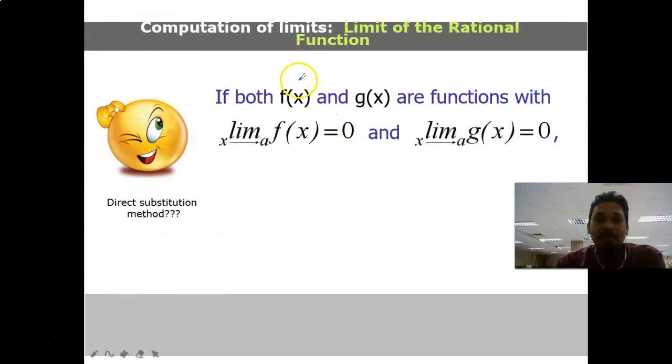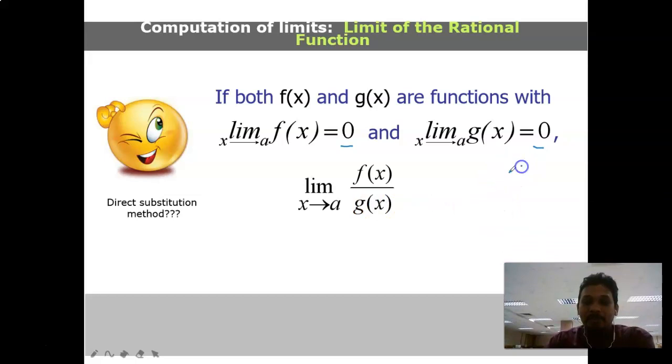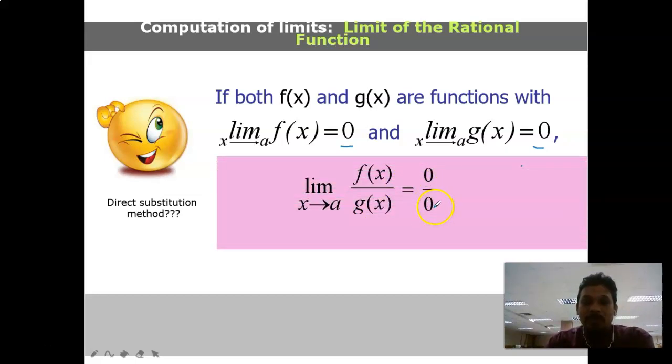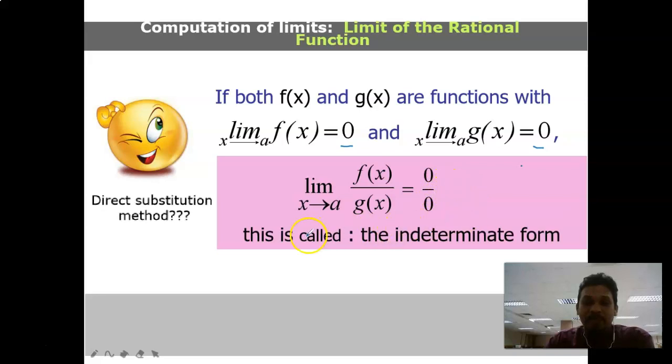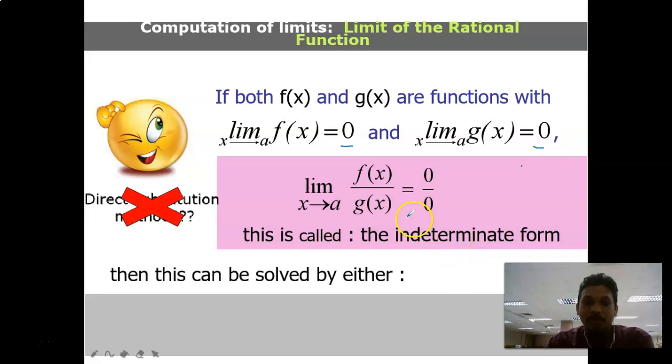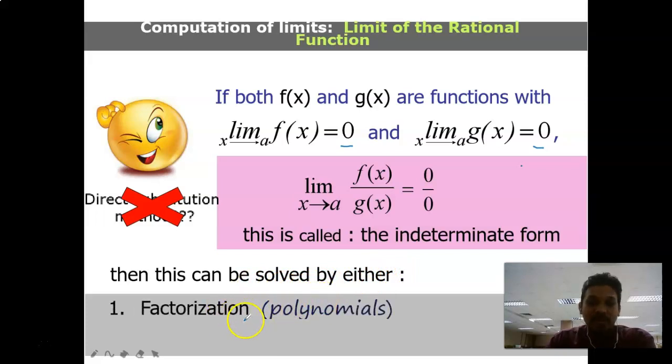Direct substitution. If both f(x) and g(x) are functions that, when you substitute into the limit, give you 0 and also 0, the limit as x approaches a of f(x) over g(x) equals 0 over 0. If this happens, then this is called the indeterminate form. So we are not going to straightly substitute the value of x equal to a into the functions f(x) and g(x). This can be solved by either using factorization or multiplication of the conjugate.